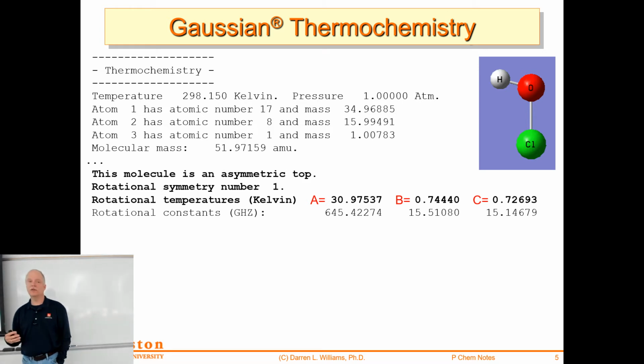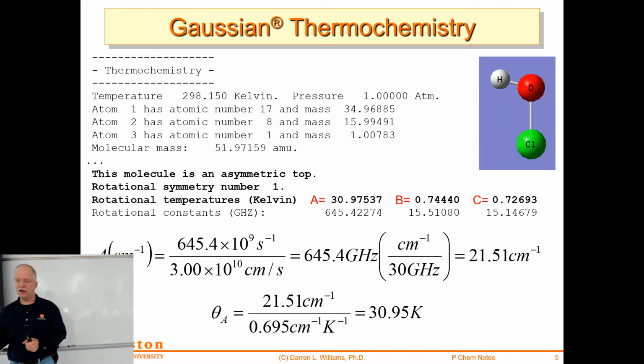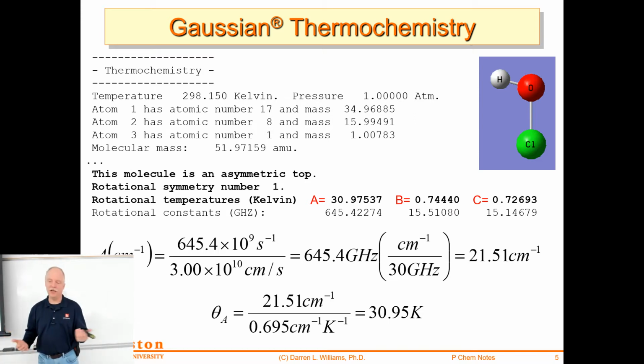Essentially, 30 gigahertz is one wave number. So you can convert those pretty easily. We'll see that right here. So we've got that rotational constant, 645 gigahertz, which is 10 to the 9th per second. If you just convert that over to wave numbers, you divide by the speed of light in centimeters per second, and you end up with wave numbers. So it's 30 gigahertz per wave number, essentially the conversion. And so the net rotational constant, 645 gigahertz, is 21.51 wave numbers.